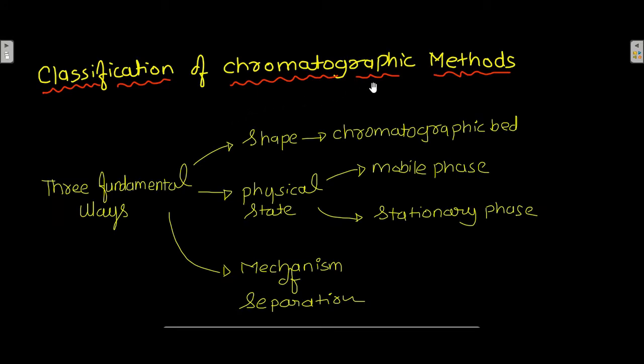Classification of chromatographic methods. Chromatographic methods are classified in three fundamental ways. They are classified depending upon the shape of the chromatographic bed, on the basis of the physical state of mobile phase and stationary phase, and according to the mechanism of separation. These are the three fundamental ways by which the classification of chromatographic methods is done.